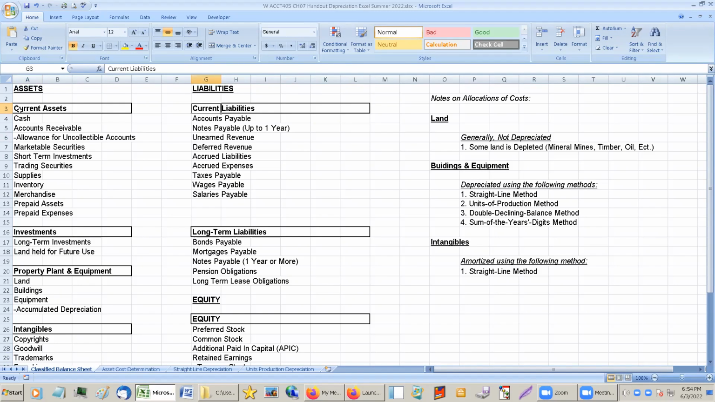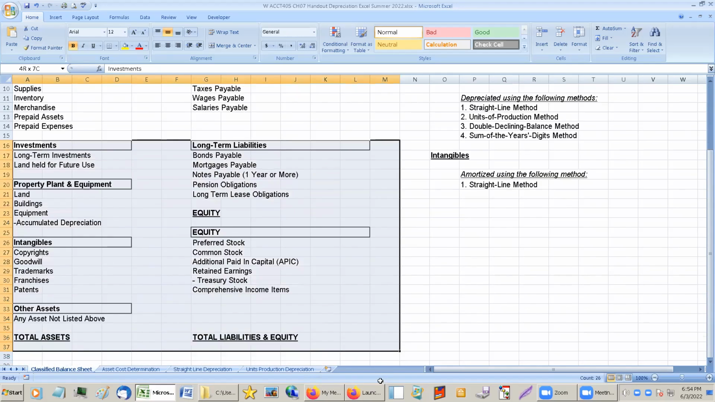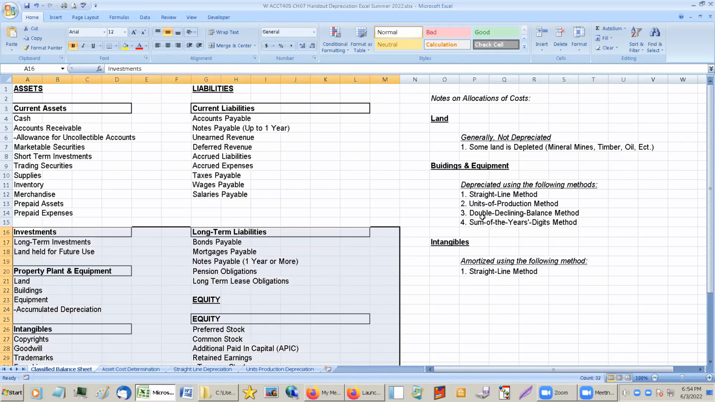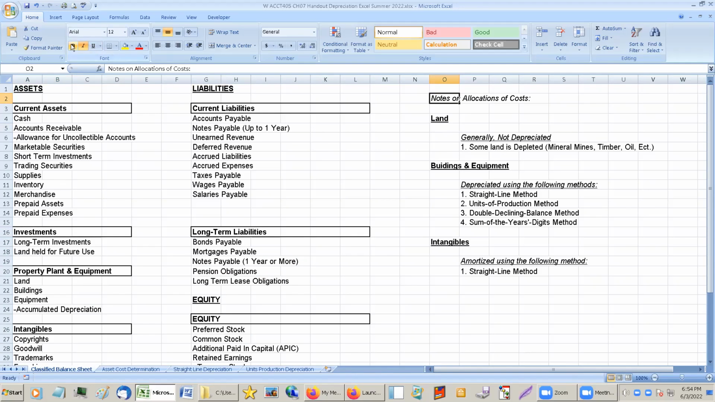Current assets and current liabilities are things that are a year or less usually. And everything else down here is long-term. And it's a long-term thing we're going to talk about. So these are all long-term down here. And we're going to talk about allocation of costs here.